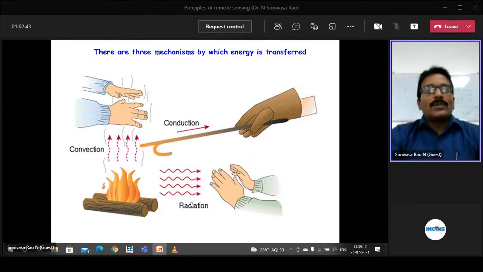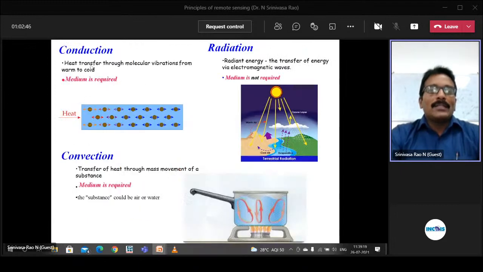Okay, to understand this one, next slide, you see this one. What is conduction? Conduction means heat. Just consider this is an iron bar, and we are supplying energy at this end. Slowly the energy transfers from this end to this end. How does the transfer take place? Due to molecular vibration.